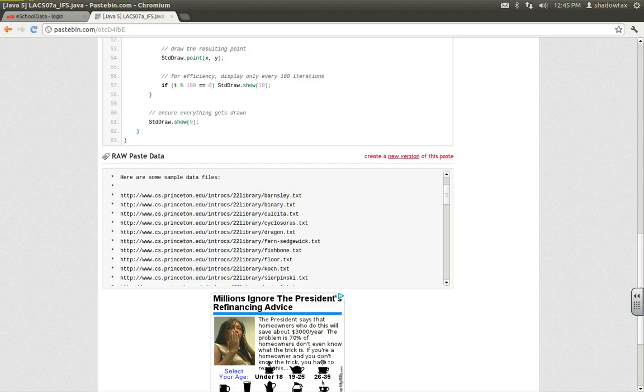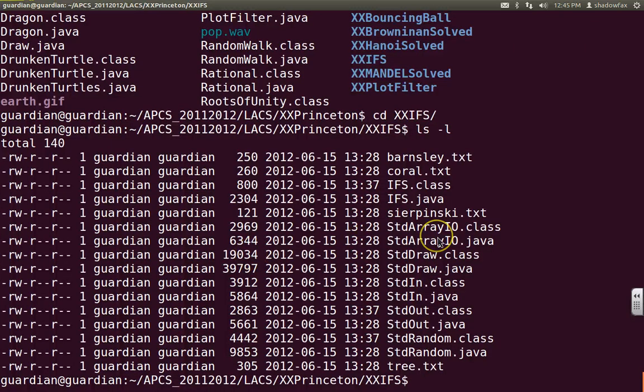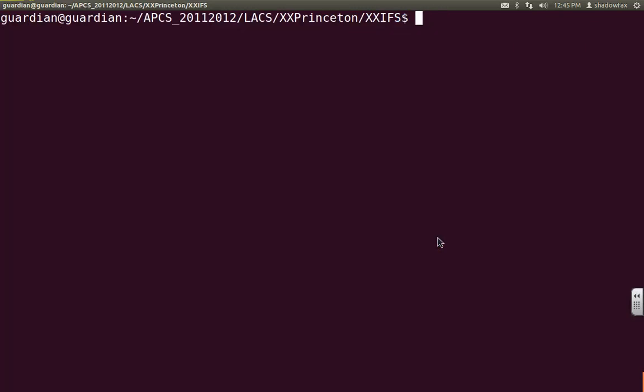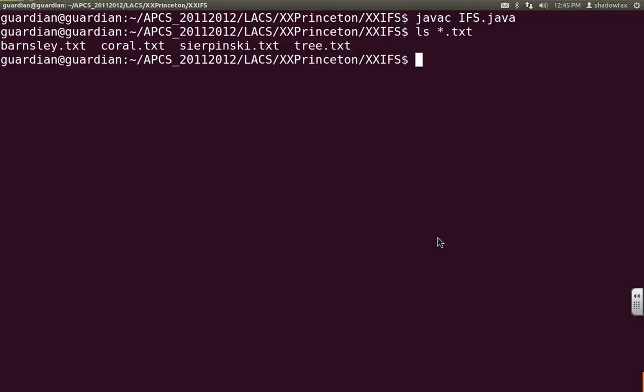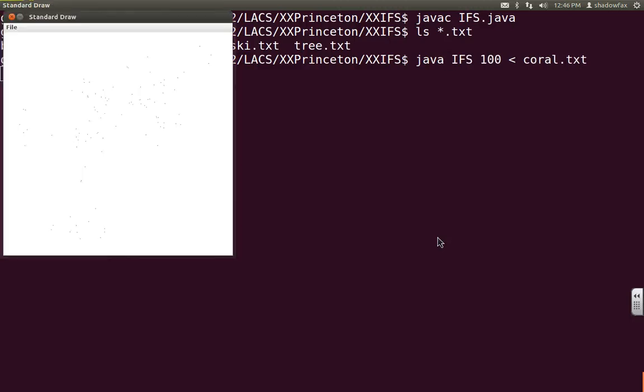Like, let's see, let's try this. Let's go here. Let's Java, javac IFS. There you go. And then what input files do we have? Tree, Coral. Okay. So I think when you run it, you have to say how many iterations you want. Let's say 100, and which file to read from. How about coral.txt? Let's get rid of the c in javac and see what you get. And this gives you a little design that looks like a coral reef, except you need more iterations.